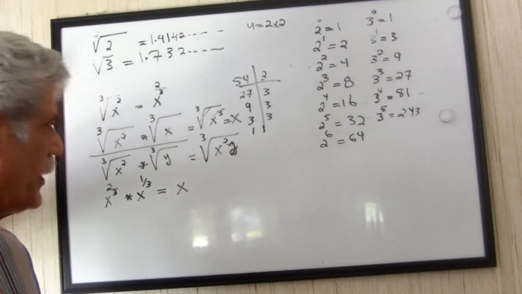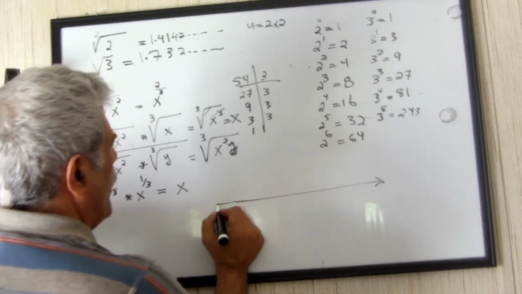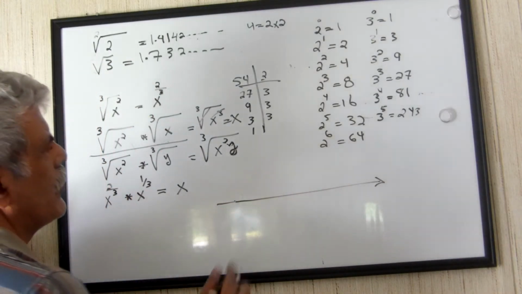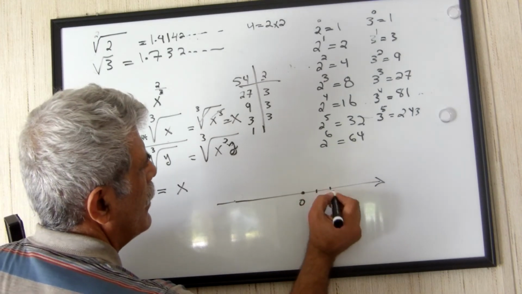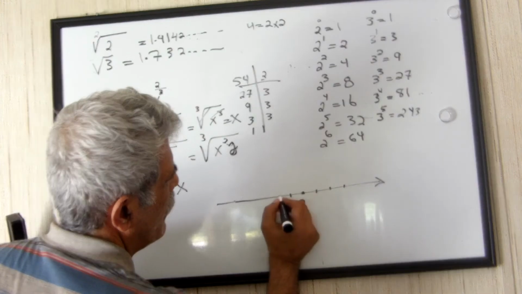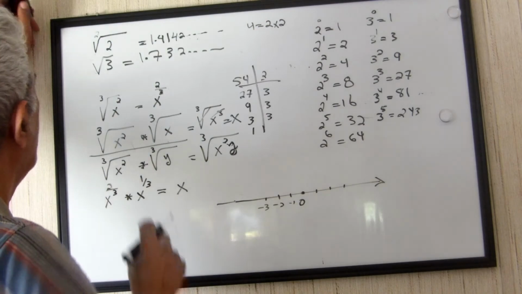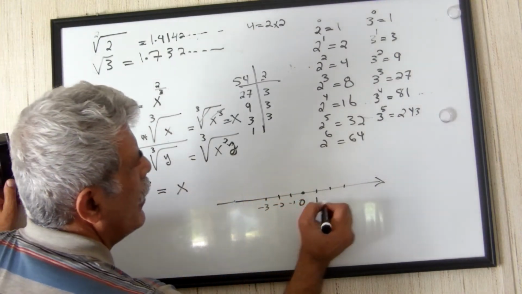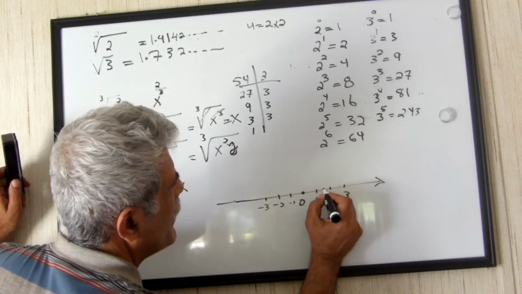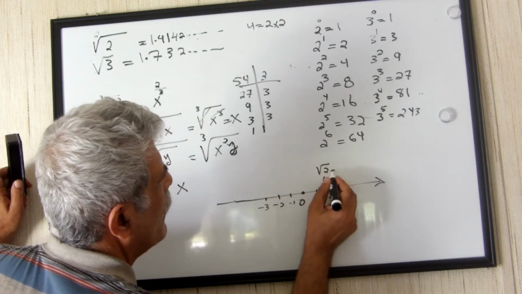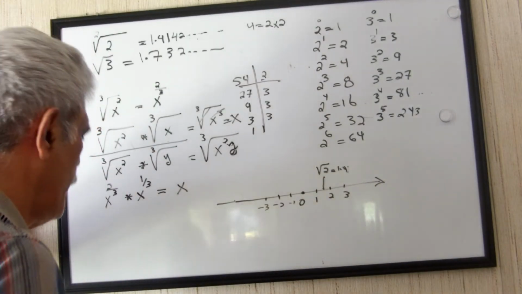Remember, showing graphically, the number line is 0, 1, 2, 3, and also minus 1, minus 2, minus 3. We said that the square root of 2 is 1.4. It's something in between here. The square root of 2 is 1.41, or 1.4 to one decimal place.